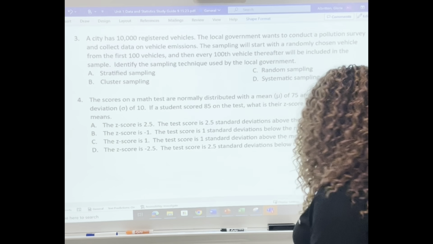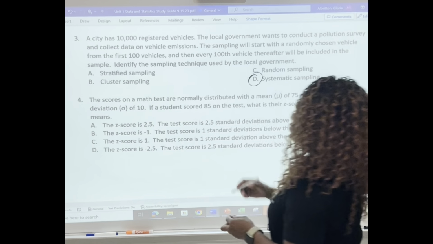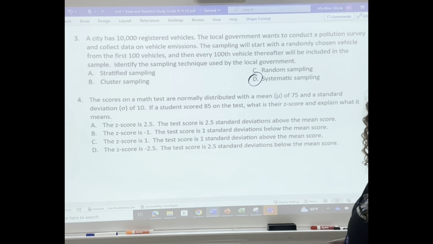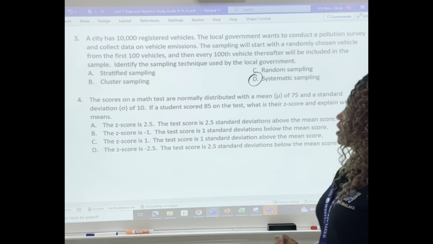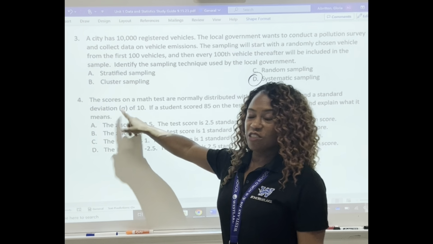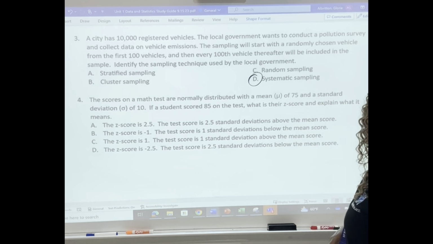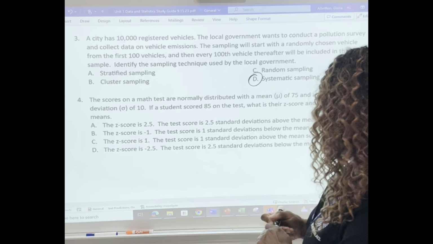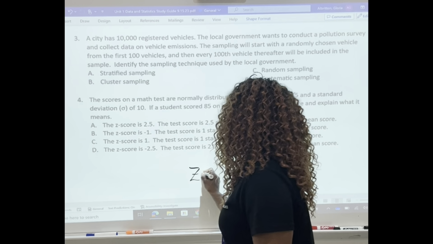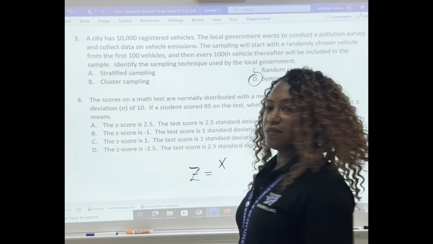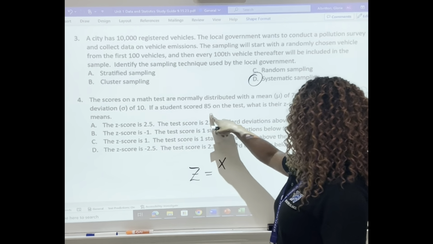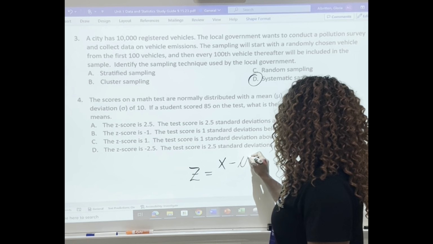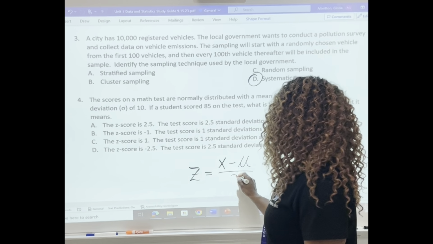So that's systematic. Number 4, the scores on a math test are normally distributed with a mean mu, this is the symbol for mean, of 75 and a standard deviation sigma, that's the symbol for standard deviation, of 10. If a student scored 85 on a test, what is their z-score, and explain what it means. Now I want you to recall that the formula for z-score is z is equal to x, and x is some data point, and in this case the data point from the list is 85, minus mu, which is the mean, divided by standard deviation.